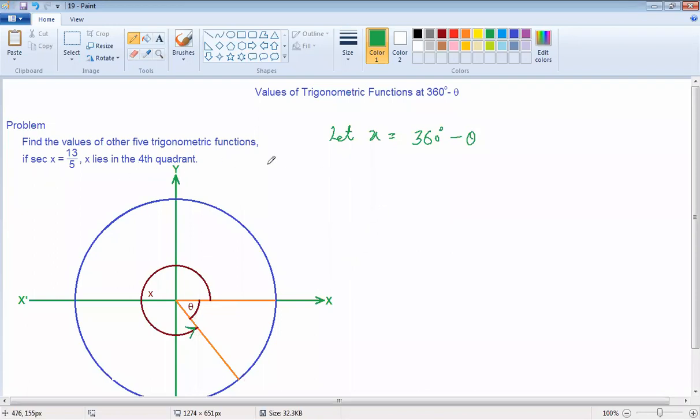So we are given secant of x. Secant of x is given 13 by 5, and secant of 360 degree minus theta should be 13 by 5, and we know the formula secant of 360 degree minus theta is the same as secant theta. So secant theta is 13 by 5. Now secant theta is 13 by 5. We can make a basic triangle.